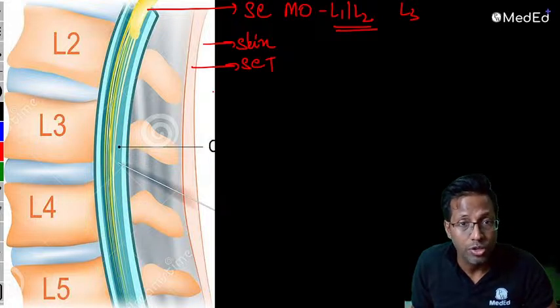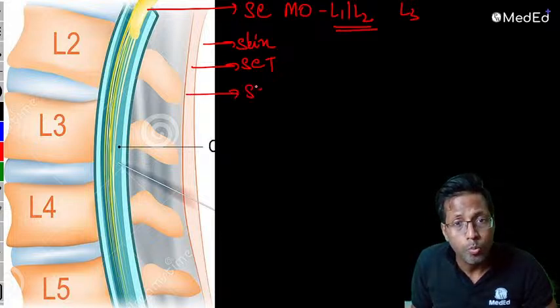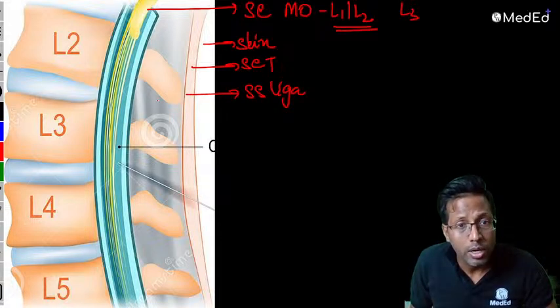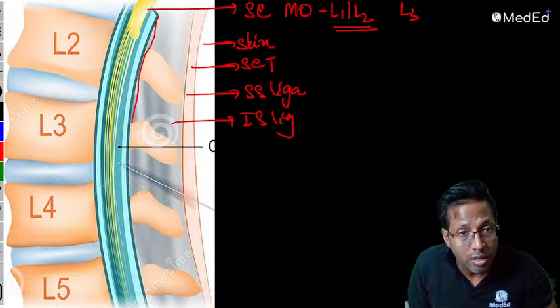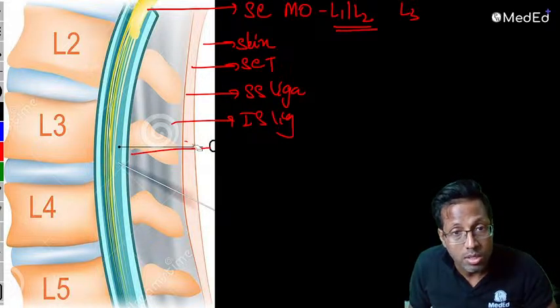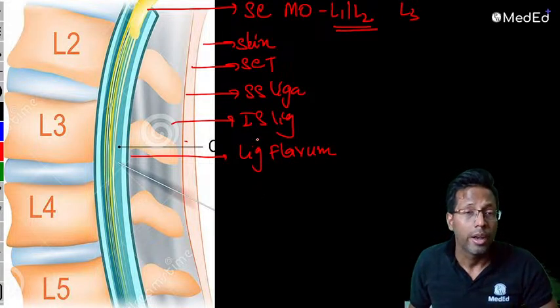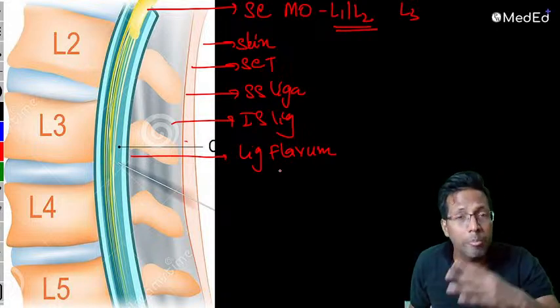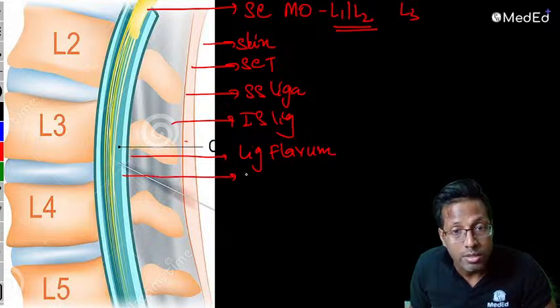Now the layers getting pierced: the first thing you get is the skin, then the subcutaneous tissue or subcutaneous fascia. After that, there is one layer covering the spinous process, which is called the supraspinous ligament. Then you get a layer in between the spinous processes, which is called the interspinous ligament. Then just after the interspinous ligament you get the ligamentum flavum, or ligamenta flava, either of that, right? Now, once you've crossed ligamentum flavum, guys, you straight away reach this area which is called the epidural.